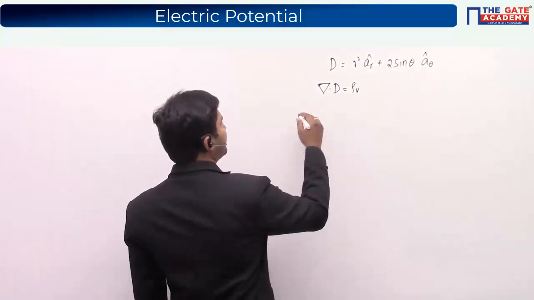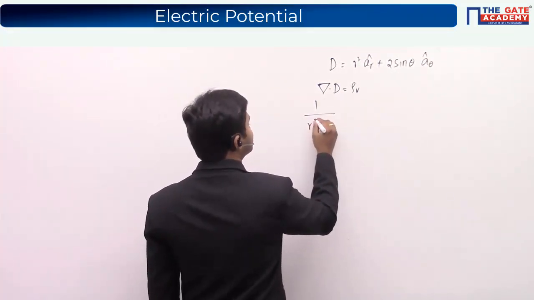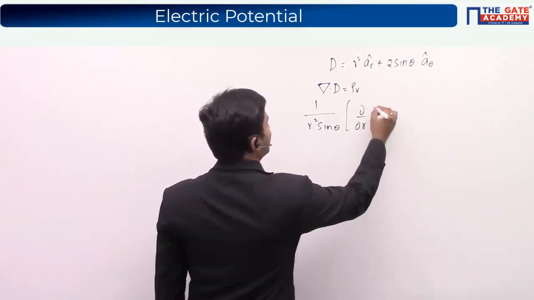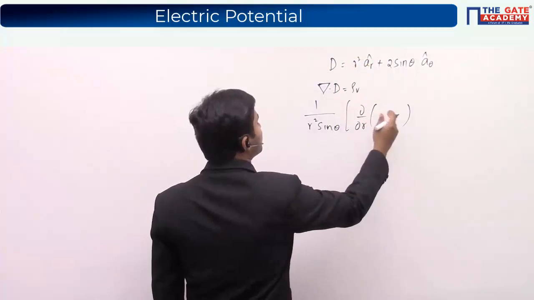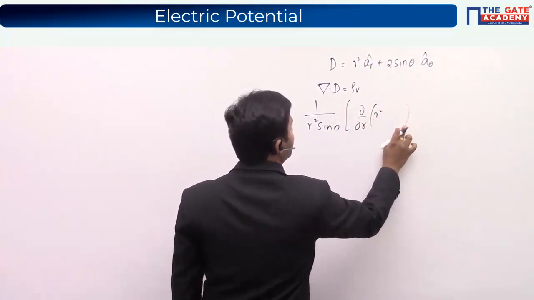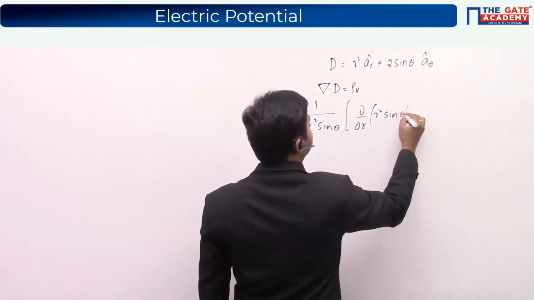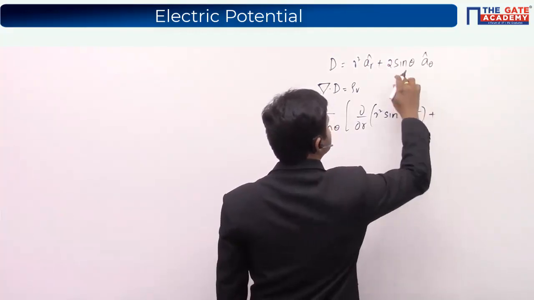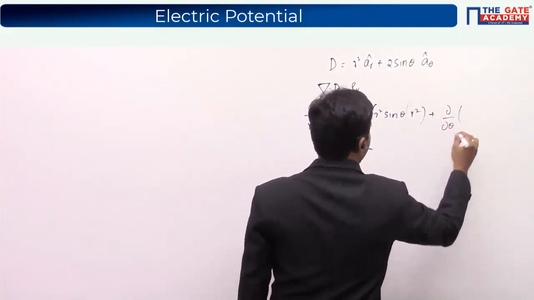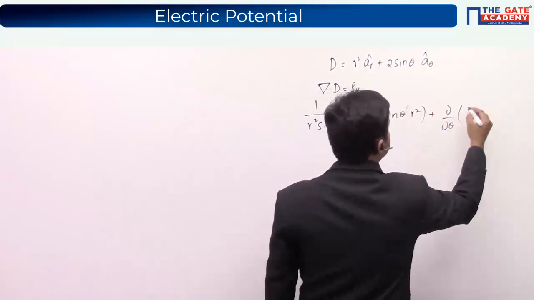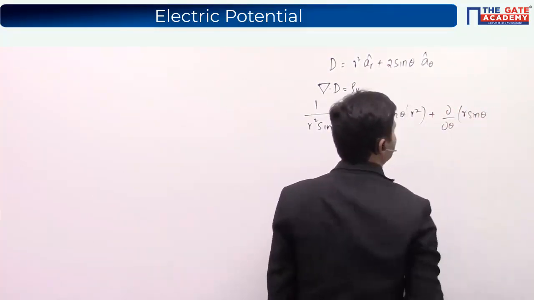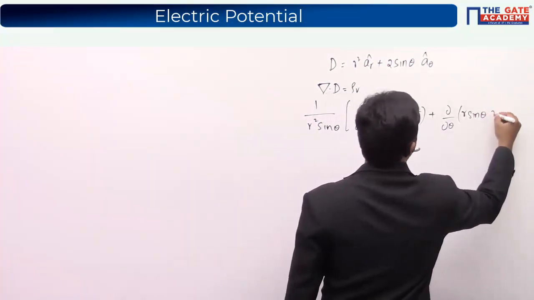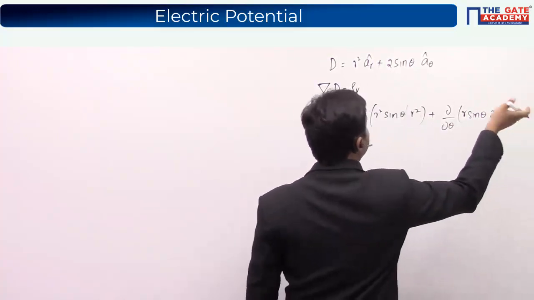So what did I discuss? 1 by h1 h2 h3 is going to be 1 by r square sin theta. Dou by dou r of h2 h3 D r, where h2 h3 is going to be r square sin theta, times the radial component, which is r square, plus dou by dou theta of h1 h3 D theta. So h1 h3 is nothing but r sin theta, where h1 is 1 and h3 is r sin theta, and the theta component is 2 sin theta. And we don't have any phi component over there.